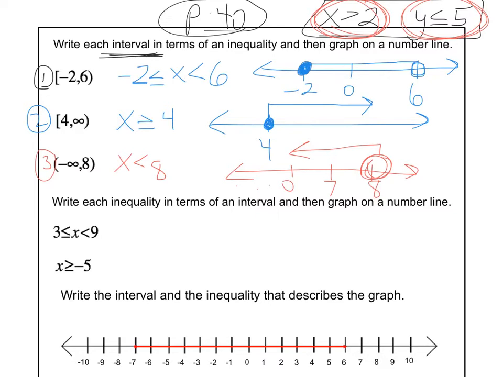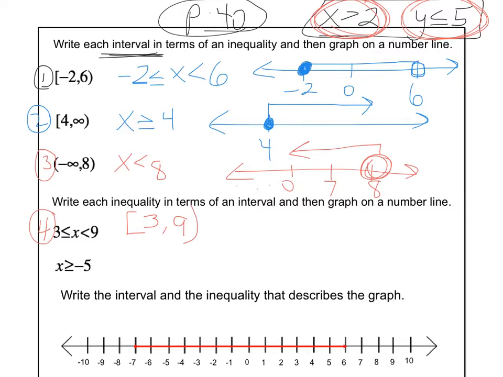We could go the other direction. You could start with an inequality like this: x is greater than or equal to 3, and at the same time, x is less than 9. What that looks like, because of the equal sign, is bracket 3, and 9, not included, gets a parenthesis. Then you graph it on a number line, just like the ones before.